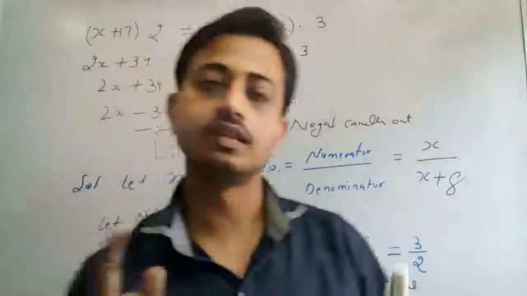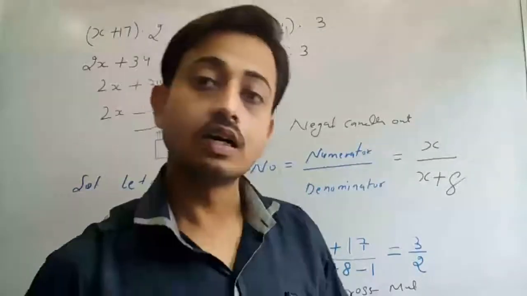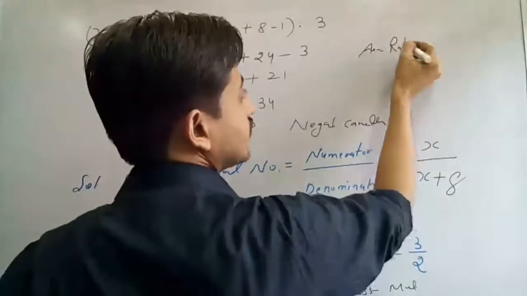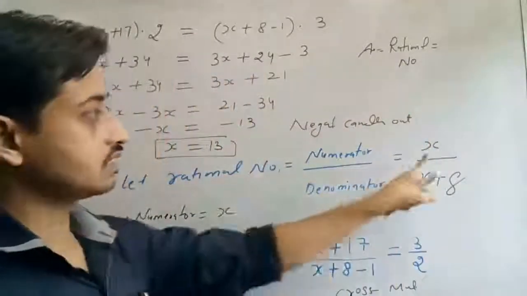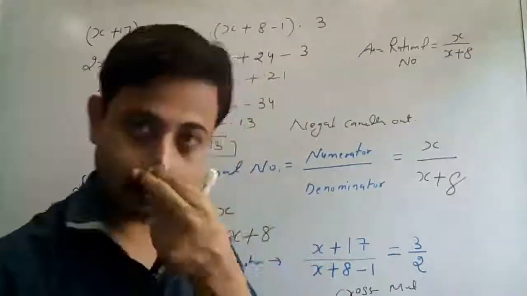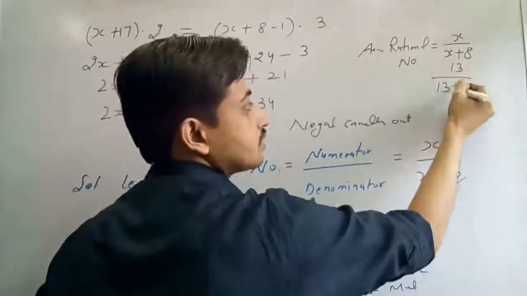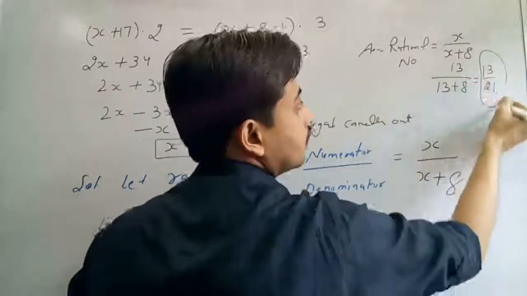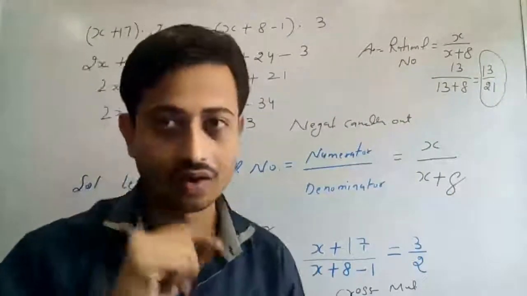Let us check whether we did it correctly or wrongly. So our answer is correct. It is correct, 13. Now what is our rational number? Because we have to find the rational number as the answer. The rational number is x divided by x plus 8. Now the value of x is 13. 13 divided by 13 plus 8, which is equal to 13 divided by 21. So 13 by 21 is your final answer. So please make a note.